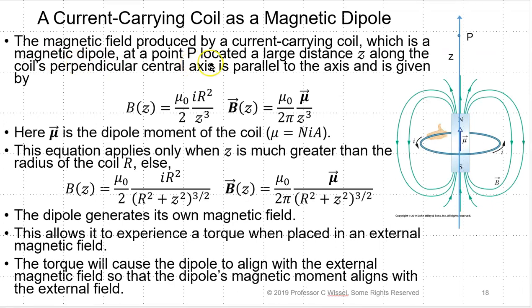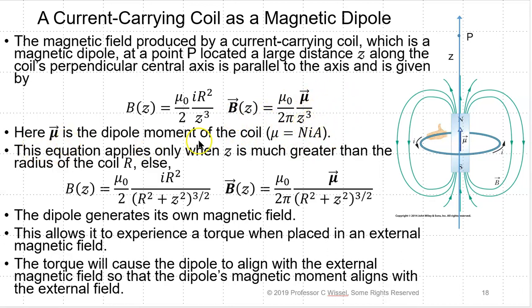Okay, the magnetic field produced by a current-carrying coil, which is a magnetic dipole, at a point P, located a large distance z along the coil's perpendicular central axis, is parallel to the axis, and is given by B equals mu naught over 2 times I times big R squared over Z cubed. Now, for vector format, vector B equals mu naught over 2 pi times vector mu divided by Z cubed.